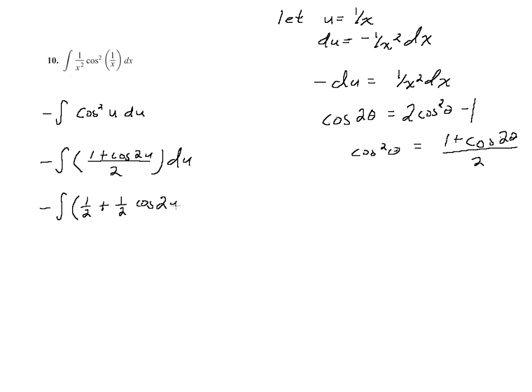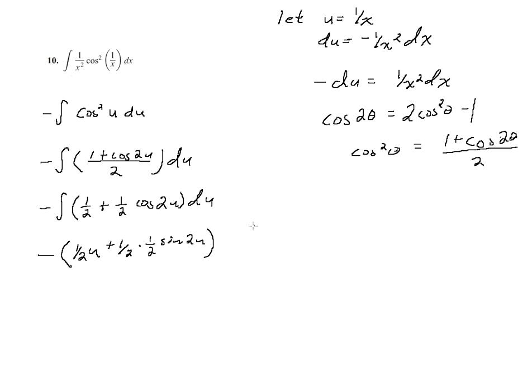Now I can integrate, and I have minus times the integral with respect to u, 1/2 is 1/2 u. The integral of 1/2 cosine of 2u, well, the 1/2 is a constant, and then the integral of the cosine of 2u, the function whose derivative is the cosine of 2u, is 1 over 2 sine of 2u. And we'll do that plus c.